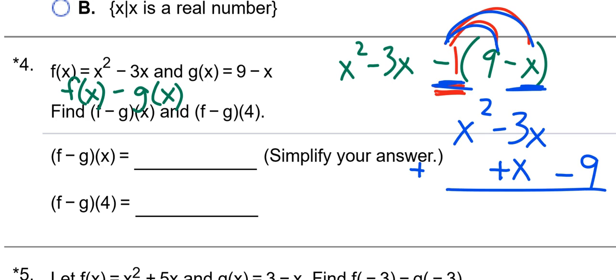And you guys are really good at doing this. All right? I don't see very many mistakes when you guys get this switched over to addition. So we would get x squared minus what?